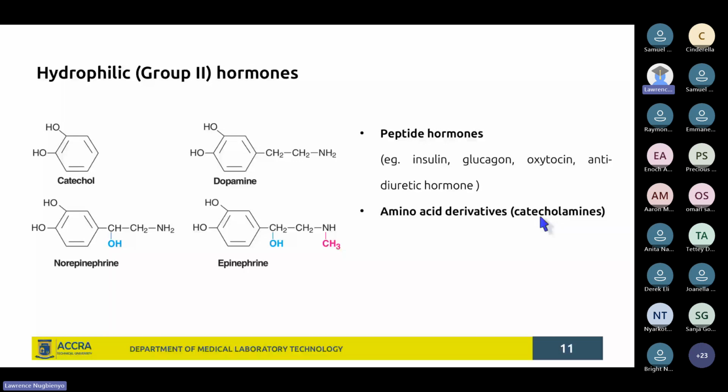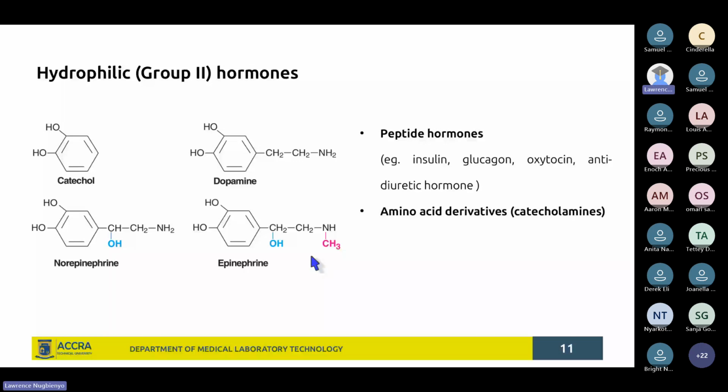Catecholamines. And you see dopamine, the difference between dopamine and norepinephrine, for instance, is just a hydroxyl group, which is there in blue on norepinephrine. You don't find that in dopamine. In epinephrine, aside from that hydroxyl group, you also have a methyl group, CH3, which is on the amine group. So this group of hormones are amino acid derivatives, and these are hydrophilic. They are water soluble.